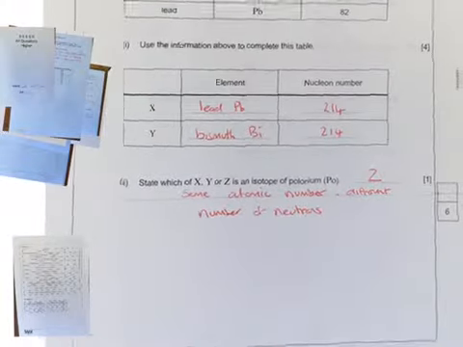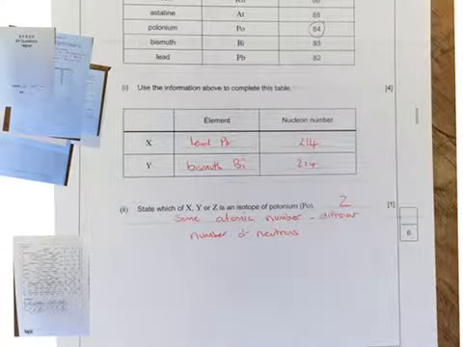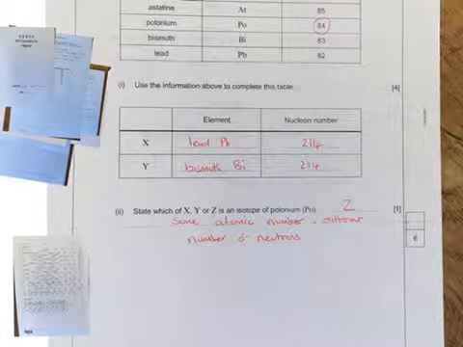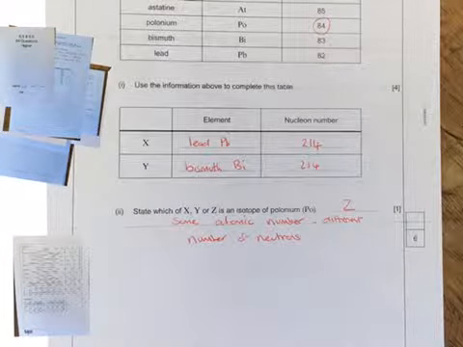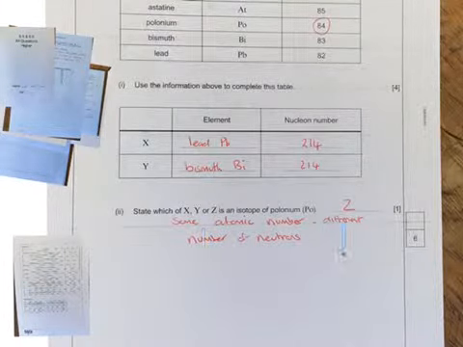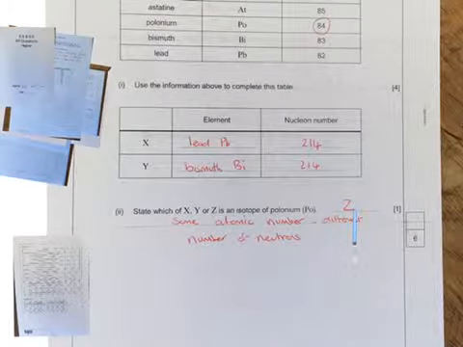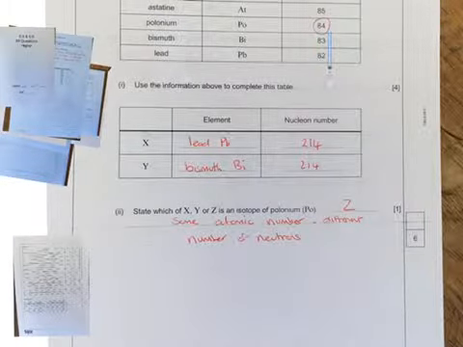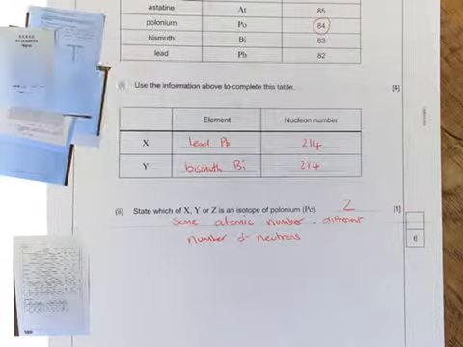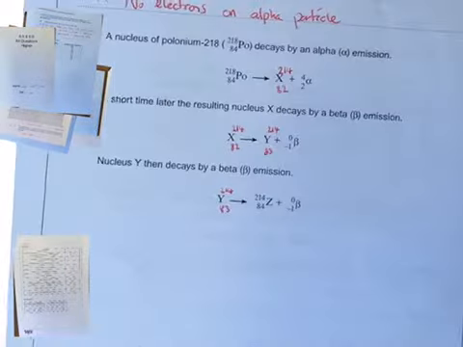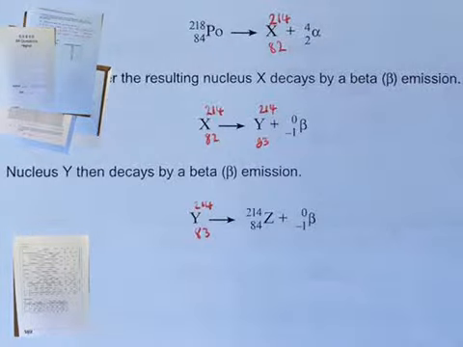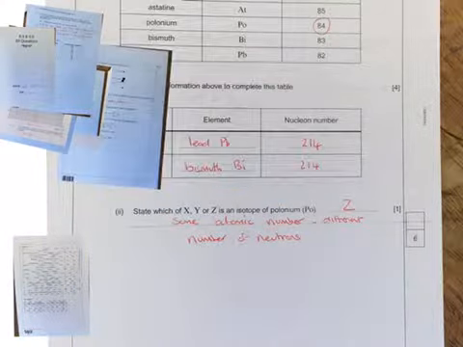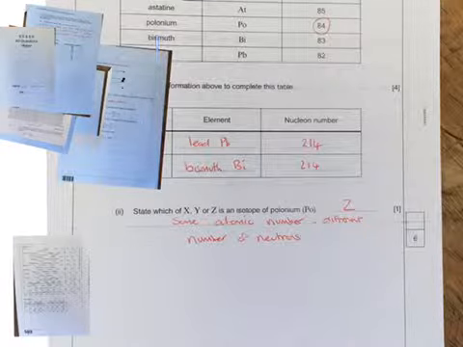The next question: state which of X, Y, or Z is an isotope of polonium. Well, an isotope is going to have the same small number, so the same atomic number. It's got a different number of neutrons. So as polonium, where's polonium? Let's have a look. Polonium 84. I'm looking for 84. Where is it? Is it this one? 84. Well, the only one that's got 84 is that one. So it's Z. And there's my answer. Look, Z. Lovely.